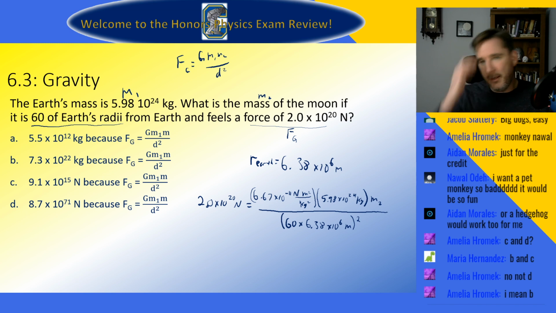All right, so what I'm going to do is multiply both sides by the stuff on the bottom here. I'll type it up in my calculator and put it on the monitor so you can see it. I'm going to do 60 times 6.38, and I'll go slowish so you can try it yourself. E to the 6th, square that, and multiply both sides by that. So 2.0 times 10 to the 20th.